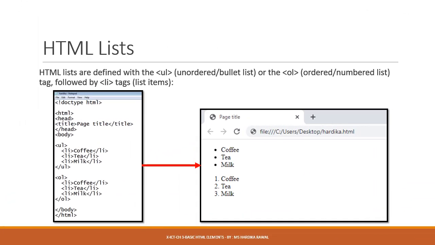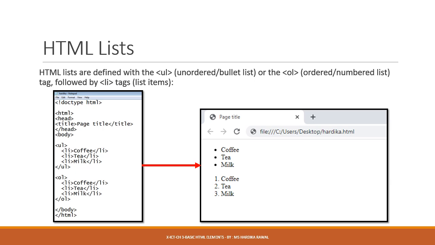We can also make different lists in HTML. We can have the numbered list and the bulleted list also. For the numbered list or an ordered list, we have the OL tag, that means an ordered list. If we wish to have an unordered or bulleted list, we have the UL tag. As seen in the example, while using the UL tag, it will give us the bullet points. While using the OL tag, it will give the numerical sequencing to the list.